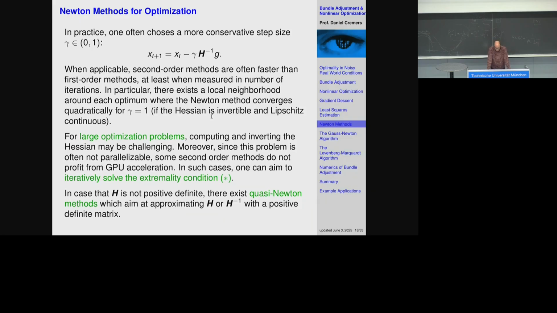When applicable, that means when you can compute second derivatives and when the Hessian is positive definite, then second order methods are typically faster than first order methods, at least, and this is important, when measured in the number of iterations that I need. And this is unfortunately a discrepancy here, right? Why? Because in every iteration I have to compute the Hessian and I have to invert the Hessian. Computing this and inverting it can be time consuming.